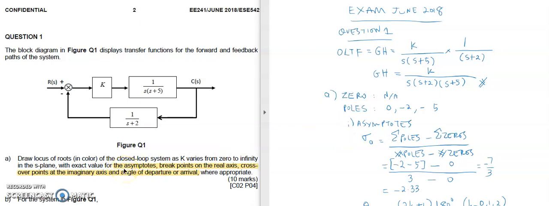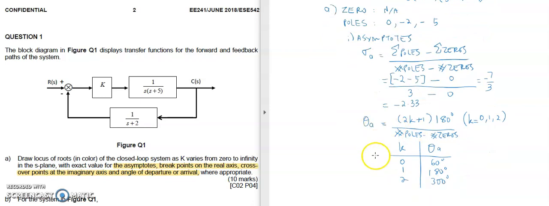First, calculate the asymptotes, sigma A using this formula, and also theta A. For this one, plug in the value of real roots minus the value of real zeros, divided by the number of poles minus the number of zeros. If you have complex conjugate poles, just use the real value and ignore the imaginary value. For theta A, you just use k equal to 0, 1 and 2. Put it in this table.